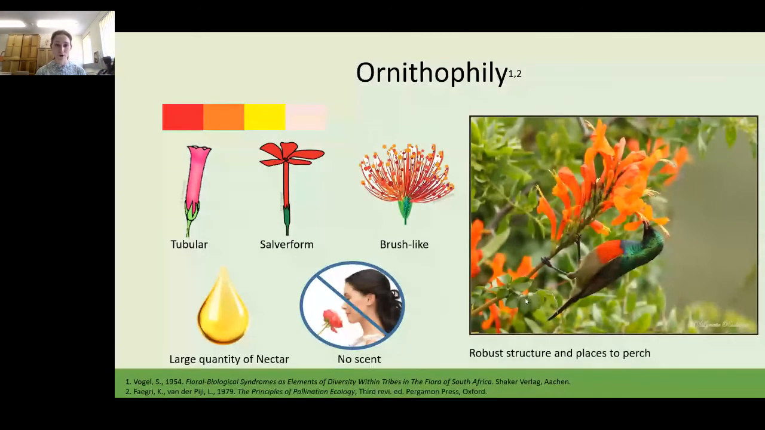Plants that are pollinated by birds tend to have many of the same floral characteristics. These include a tubular or salviform or brush-like flower structure, bright colors such as red or orange, or other contrasting colors such as yellow or pink, a large volume of nectar, a lack of scent, and a robust flower structure that allows birds to have a place to perch. Collectively, these traits form the bird pollination syndrome known as ornithophily.